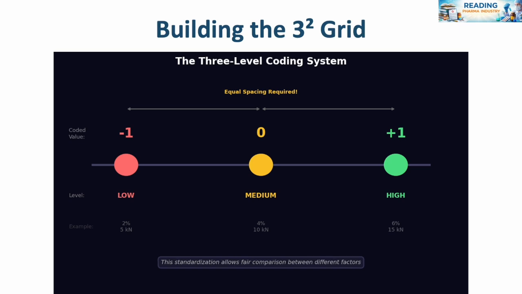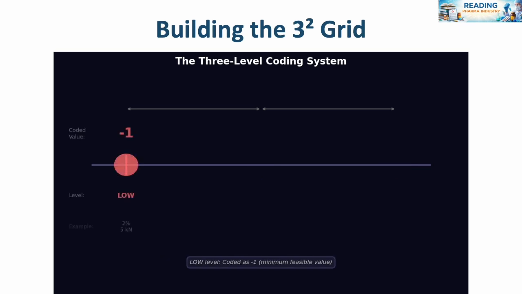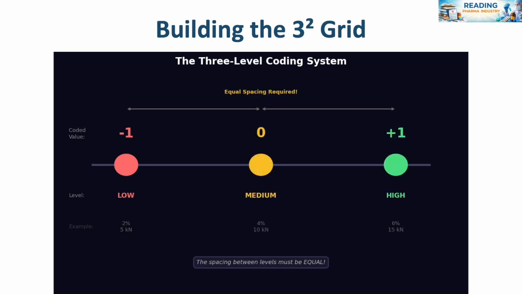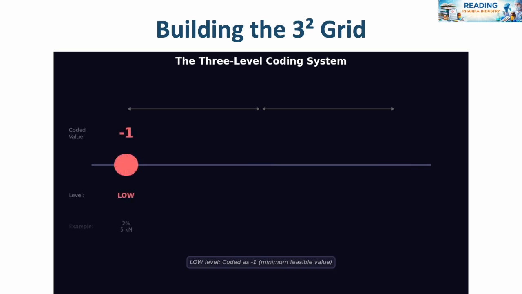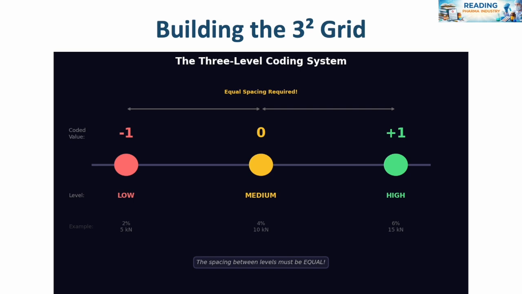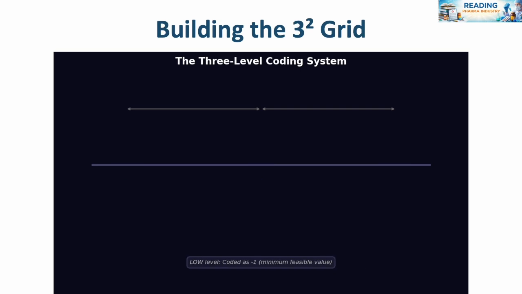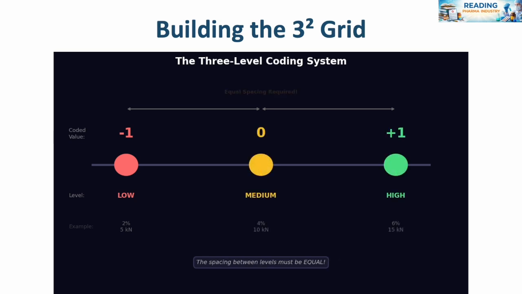Now we draw the grid lines. Where they intersect, we get our 9 experimental points. Each point represents a unique combination. So that's 9 combinations in total. Each one becomes an experiment we need to run. This grid is the foundation of factorial design. It ensures complete, as you can see here, complete systematic coverage of the experimental space.